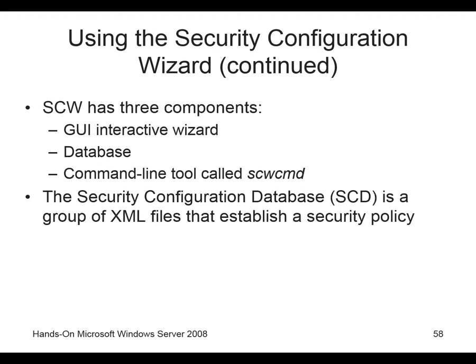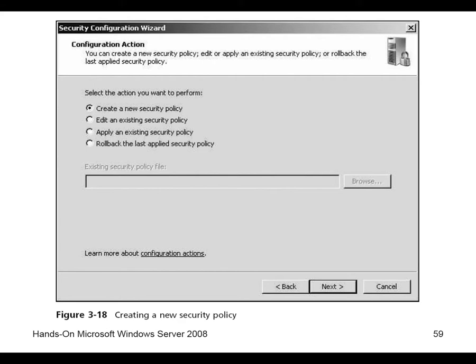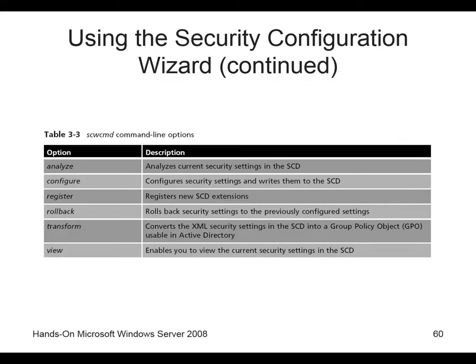The SCW gives you 3 different ways, or 3 different components. It has the GUI wizard, so you can go through it. It has a database on the back end, and then it has the command line, which you can do with the SCW command if you want to do it from the command line. Go through the wizard, it's a lot easier. Here's an example of the wizard. It's going to say create a new security policy, and you can keep on going through. You can analyze, configure, register, rollback, transform, or view your SCD, depending on what you're going to do.